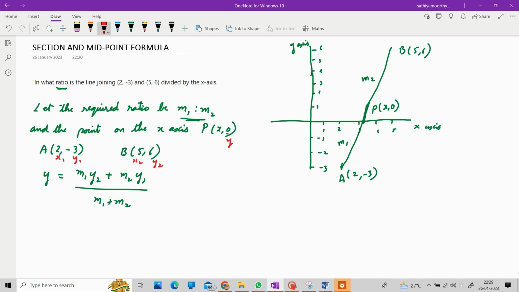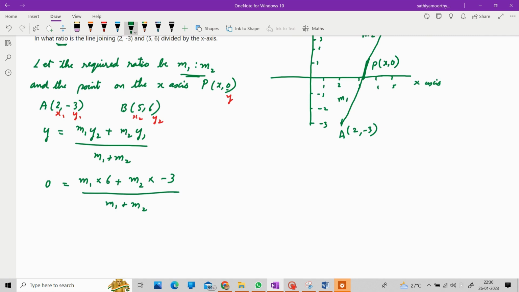Y is 0 here. So let me substitute all the values. Y is 0. This is equal to m1, I have to find out, so I'm writing it as it is, m1. The y2 value is 6, plus m2, I need to find out, so I'm writing m2 as it is. y1 is minus 3, divided by m1 plus m2.